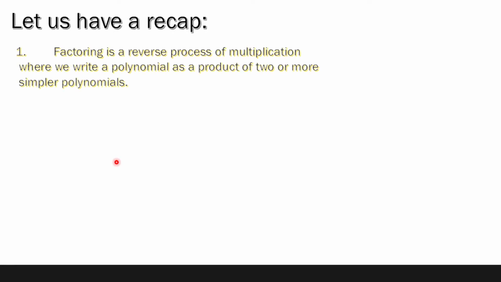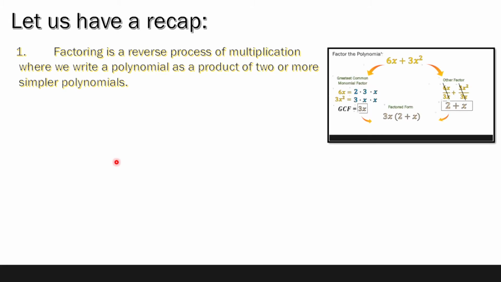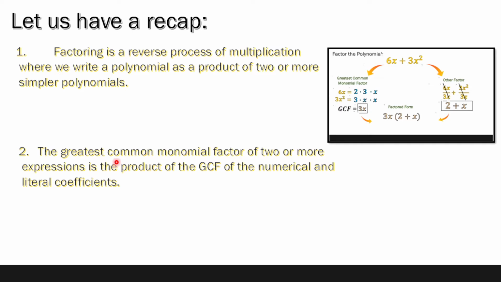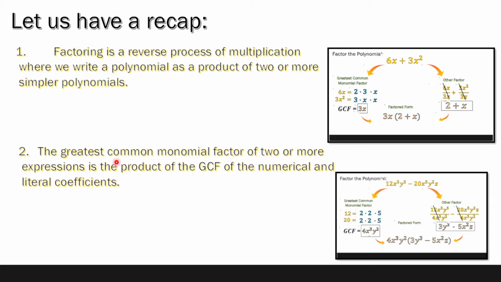So, for the recap, we have factoring is the reverse process of multiplication, where we write a polynomial as a product of 2 or more simpler polynomials. So, ayan po yung ginawa natin kanina. So, the greatest common monomial factor of 2 or more expressions is the product of the GCF of the numerical and literal coefficients. Ayan po yun.